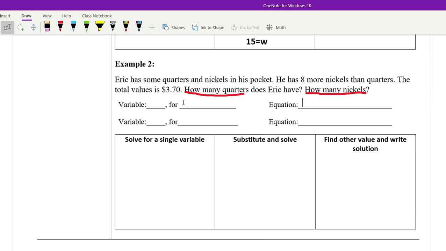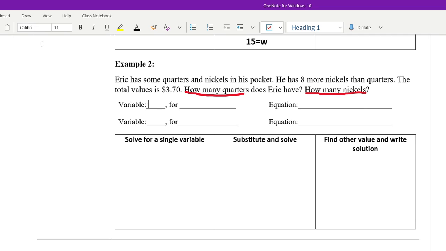We'll go through the same process. We're talking about quarters and nickels this time. I had to check to see what I was talking about.